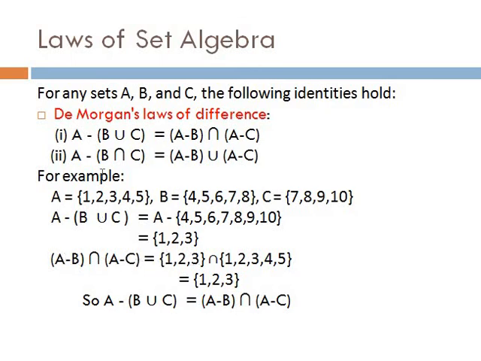Similarly A minus C, you subtract all elements of C from A. There is no common element, so A minus C is the same as set A. Now we take the intersection of these two sets, that is 1, 2 and 3. So you can see the left hand side equals the right hand side. Similarly you can prove the second law of De Morgan's law for this example.